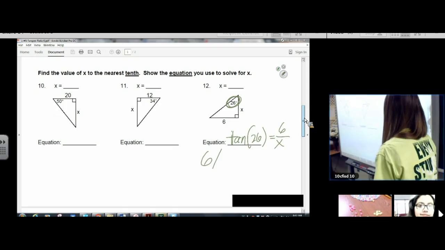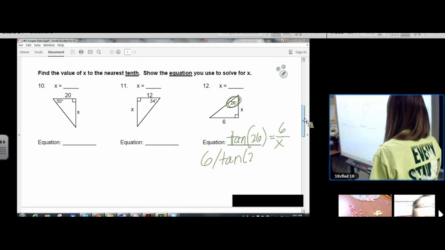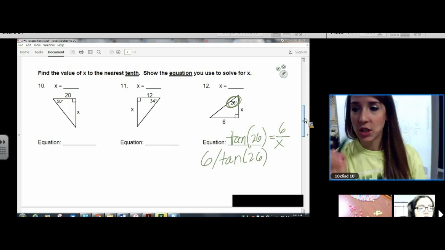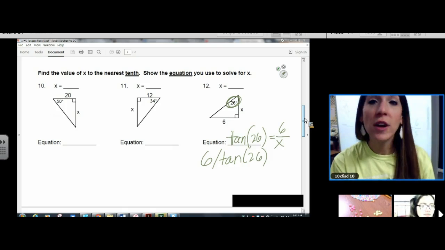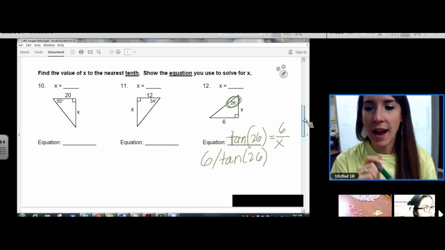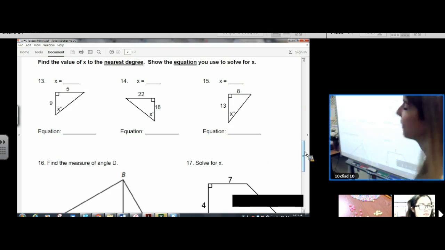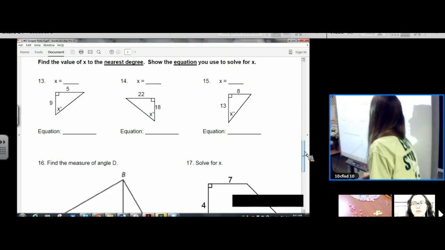Denominator, divide. 6 divided by tan 26. Yes, you have to put the number first, not the trig function, the number, the side length first. Number 15, you start just like we started the previous one.